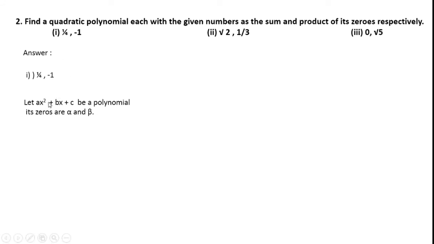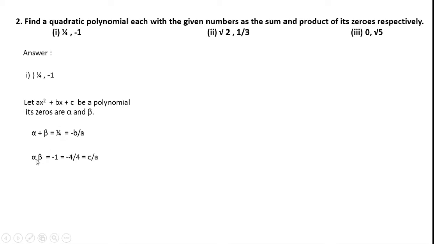So let us consider the general form of a quadratic polynomial ax square plus bx plus c, and the zeros are alpha and beta. So we know the relation, the sum and product. The sum of the zeros, alpha plus beta, equals minus b by a. The first one is the sum, the second one is the product. So the sum is 1 by 4. It is minus b by a. So from this, minus b equals 1, that is b equals minus 1, and a equals 4.